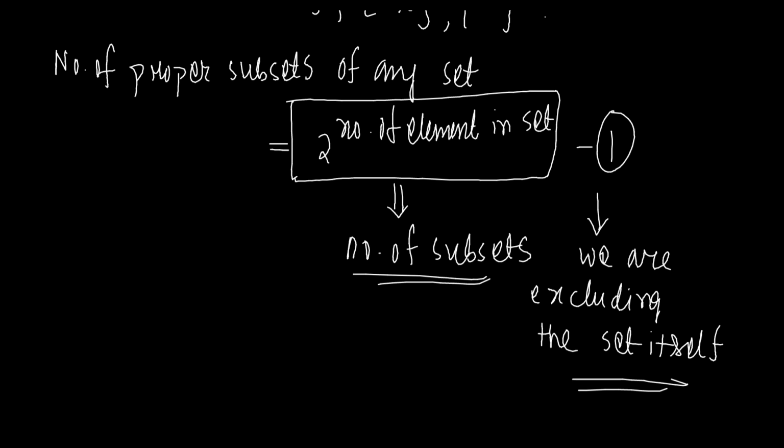So in the formula for the number of subsets we write 2 to the power of the cardinal number of the set, but in case of the number of proper subsets we take the number of subsets and exclude the set itself, that is number of subsets minus 1, equal to 2 to the power n(A) minus 1.